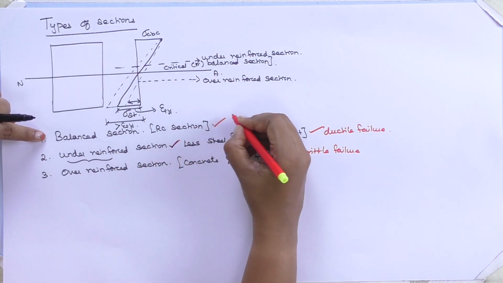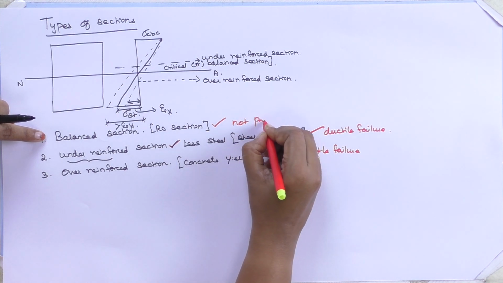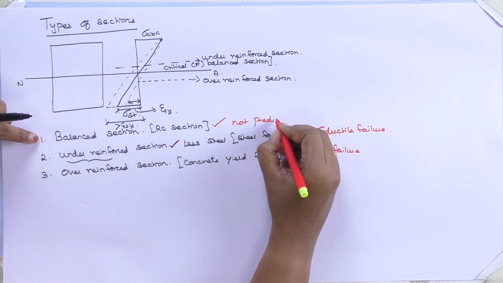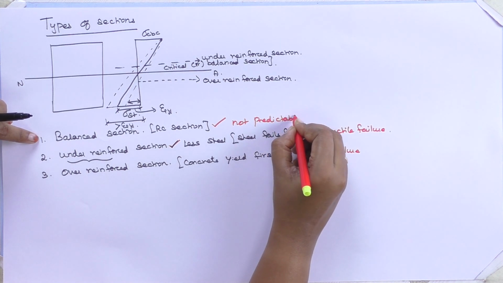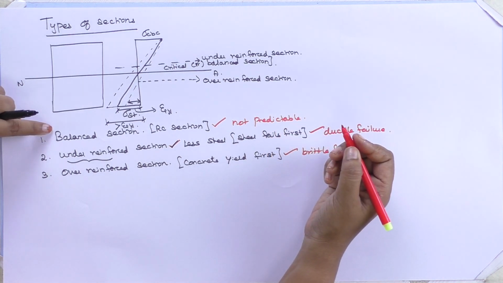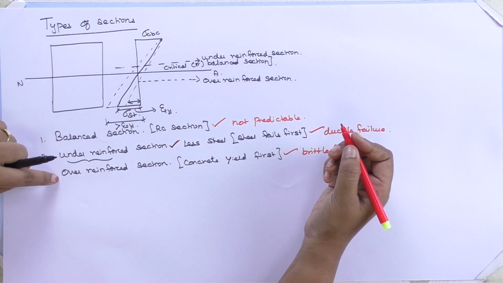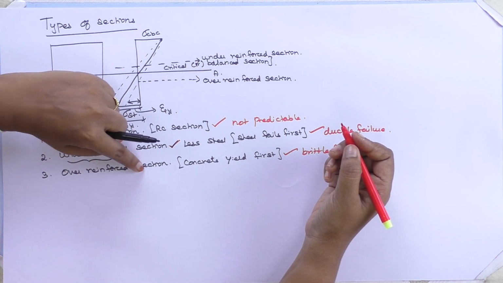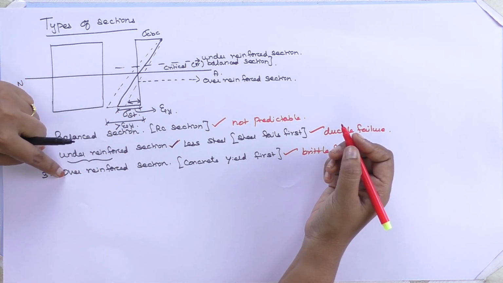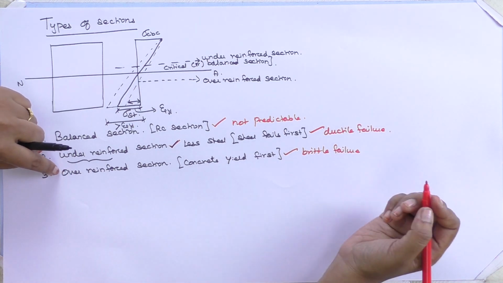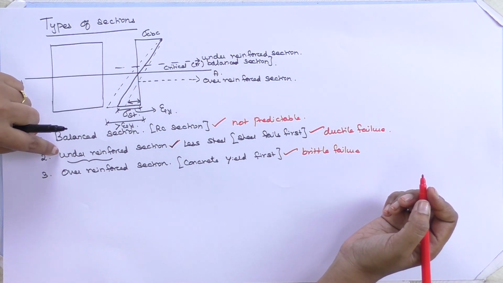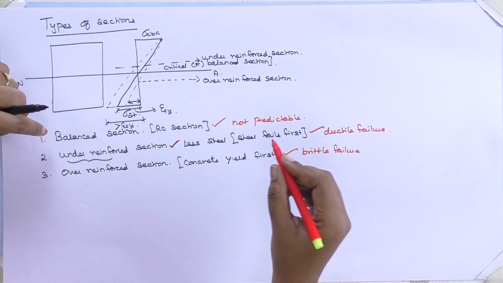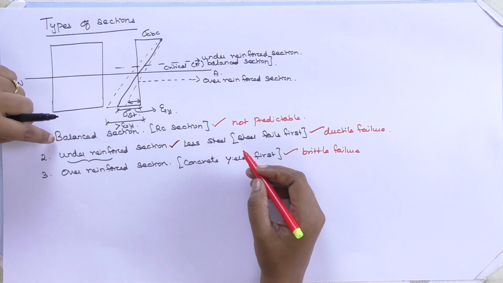The balanced section, it is not predictable exactly the value. That's why we are not clearly saying that the concrete also yields in the same way the steel also yields, so from the balanced section we are comparing these two, under reinforced section and the over reinforced section. Over reinforced section, most of all we are not using it in our structures. Mostly the structure designed as per IS 456-2000 is under reinforced section alone. We are putting less steel when compared to the other sections.